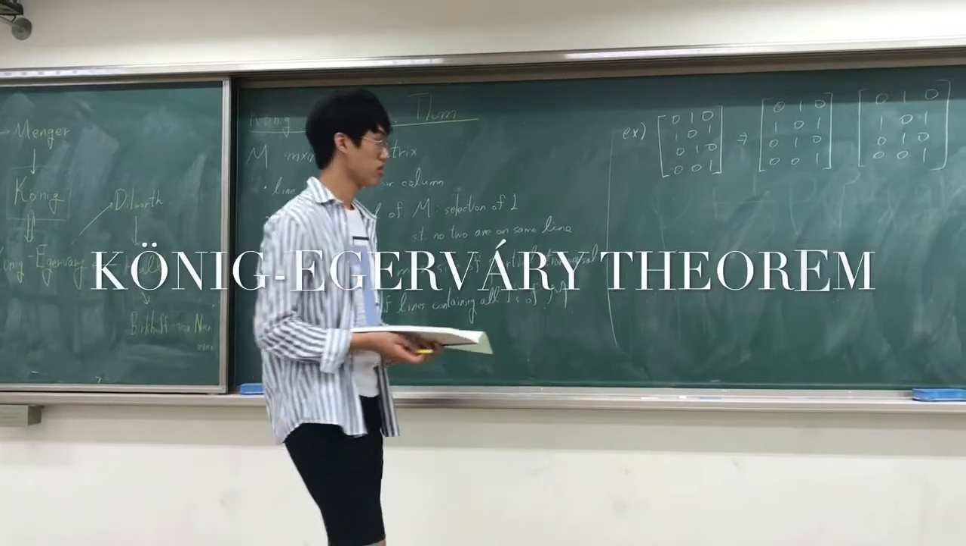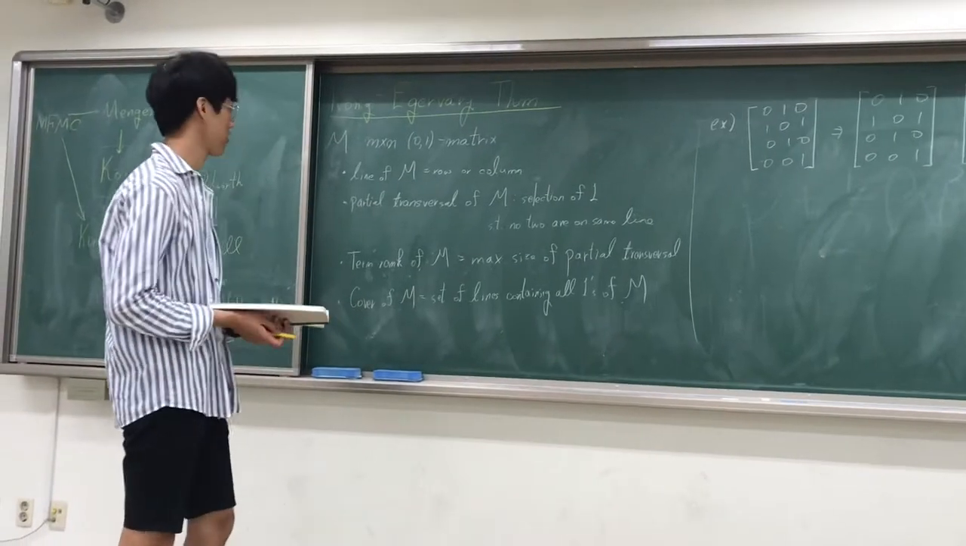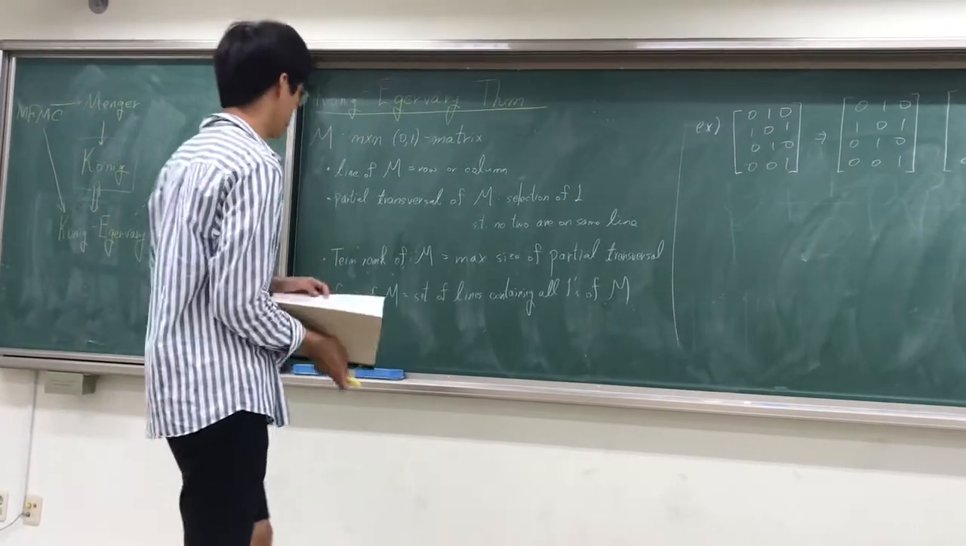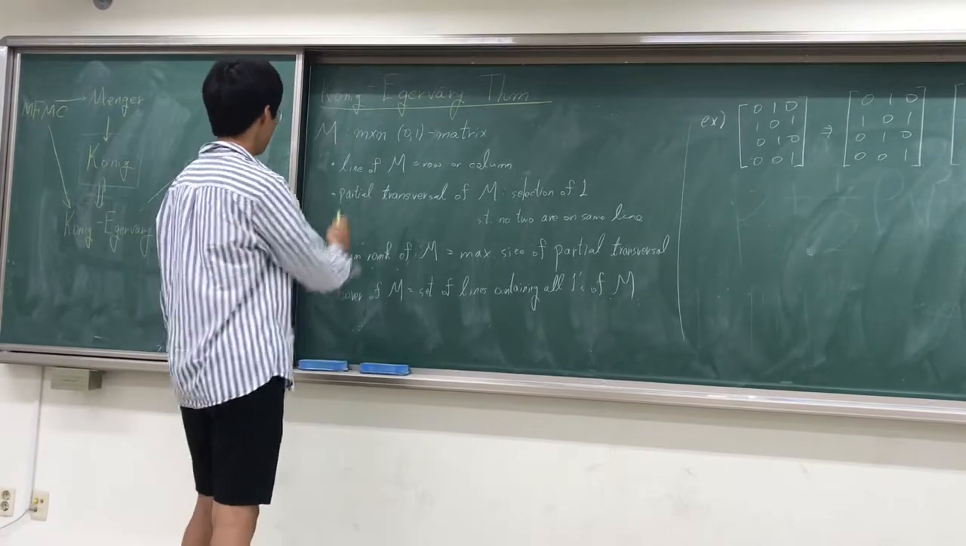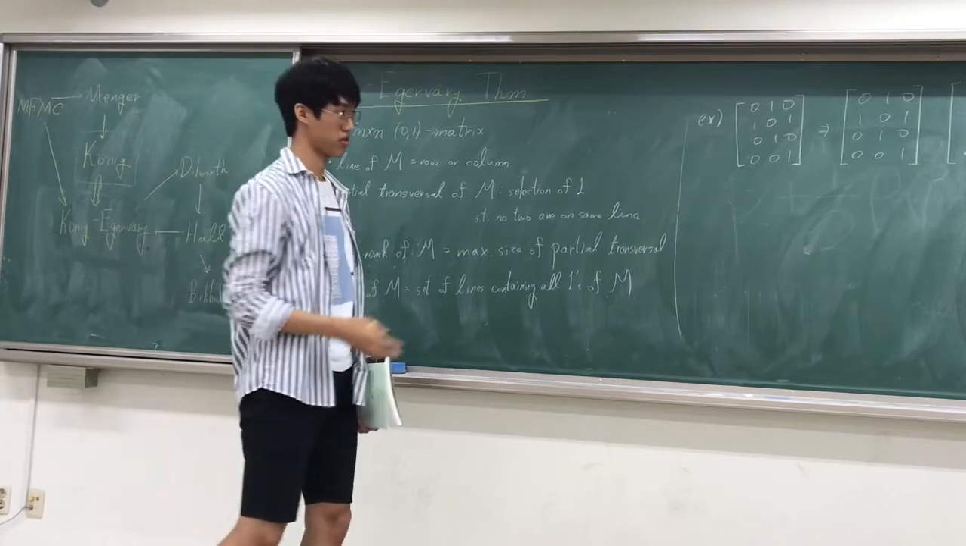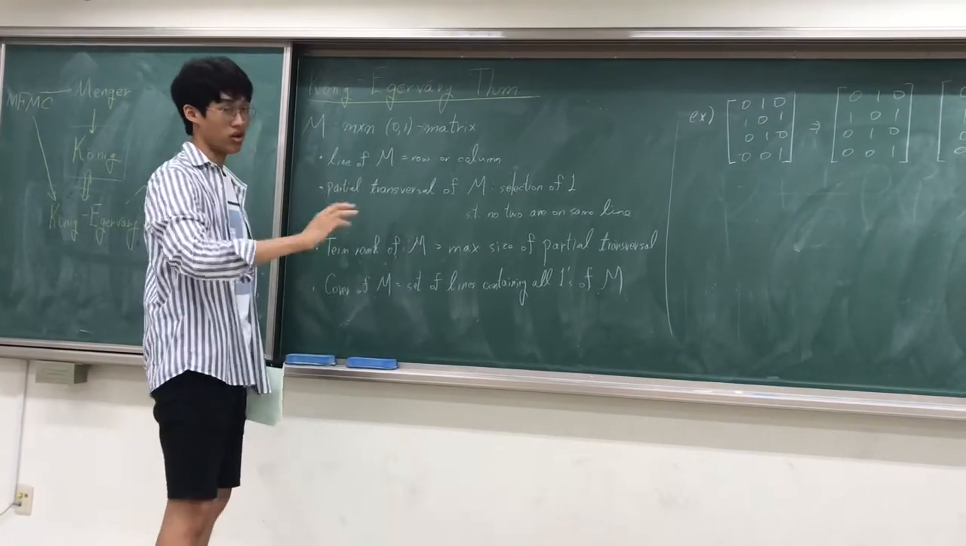Go. So the theorem that I'm going to introduce to you today is called the Konig-Egevary theorem. First, before introducing the theorem, I'm just going to introduce a few notions. Suppose M is an M times N 0, 1 matrix, which means that all its entries are either 0 or 1. Then we define the line of M as its row or column.